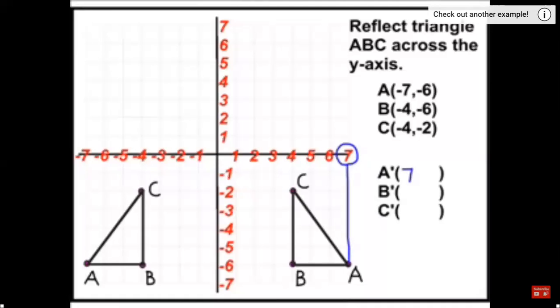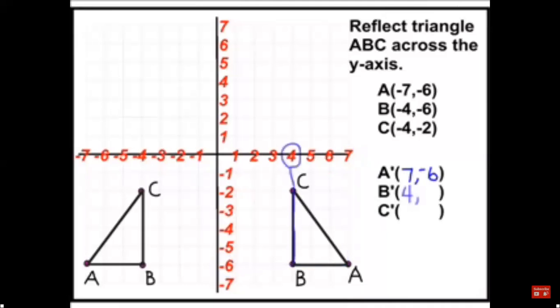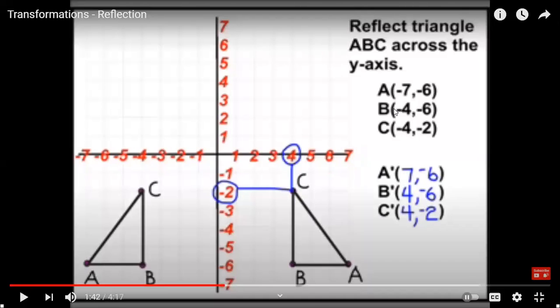Point A is located at positive 7, negative 6. Point B is located at positive 4, negative 6. And point C is located at positive 4, negative 2. Do you notice anything now between the pre-image and the image?